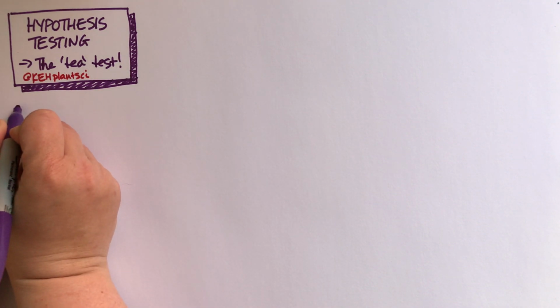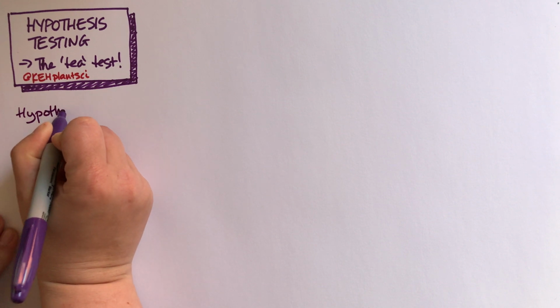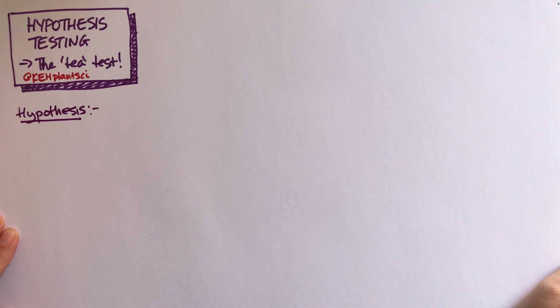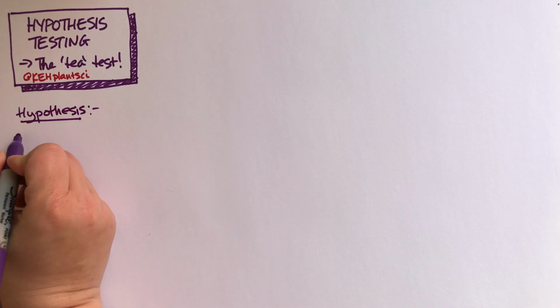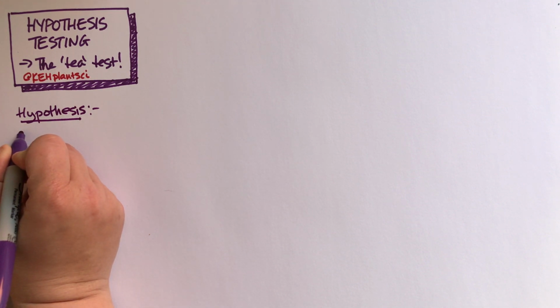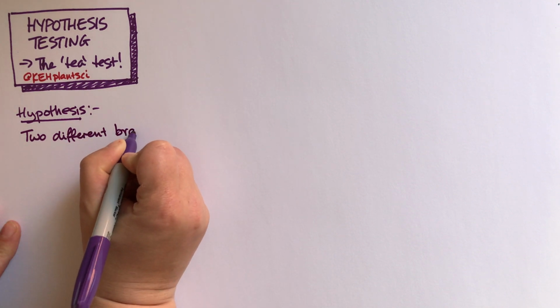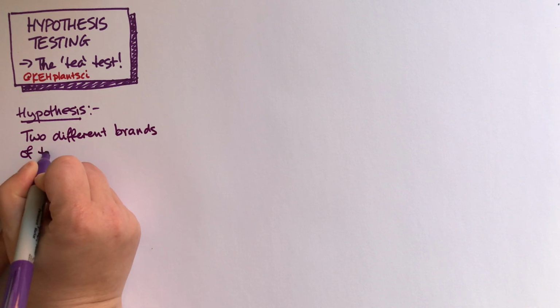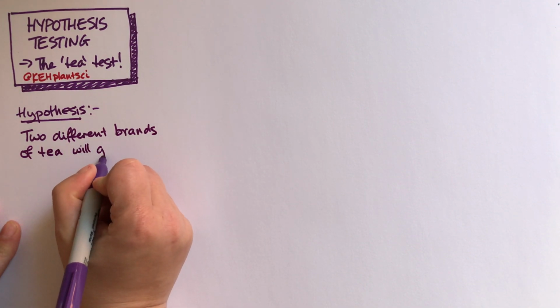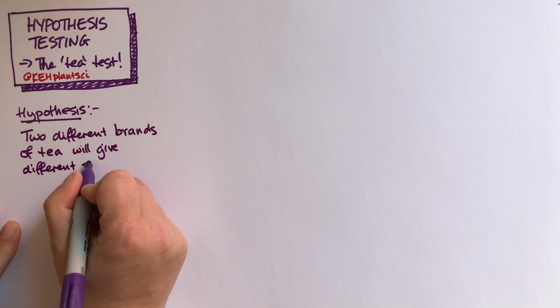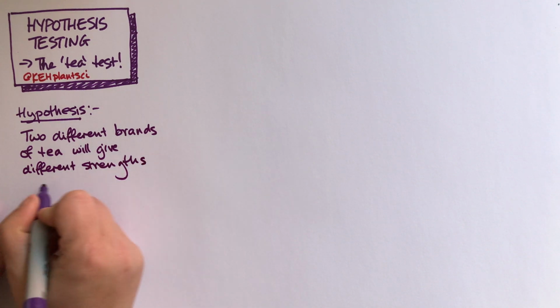So the hypothesis that I'm going to test in my experiment is what I'm going to do is compare two different tea bag brands and find out whether they make the same strength of cup of tea. Okay, so in order to do this, I'm going to set up a formal hypothesis, which is to say that two different brands of tea will give different strengths of tea.